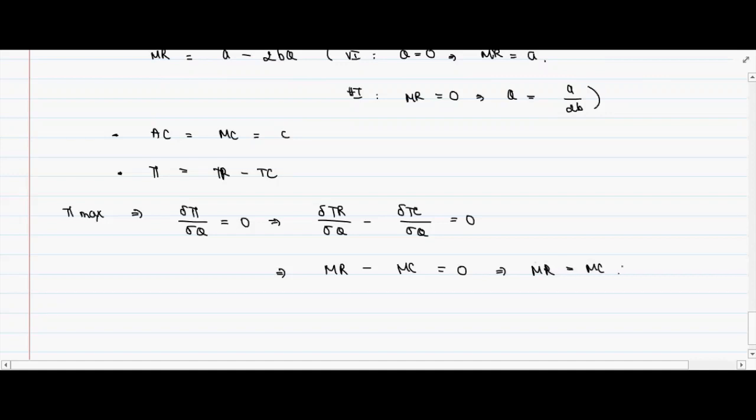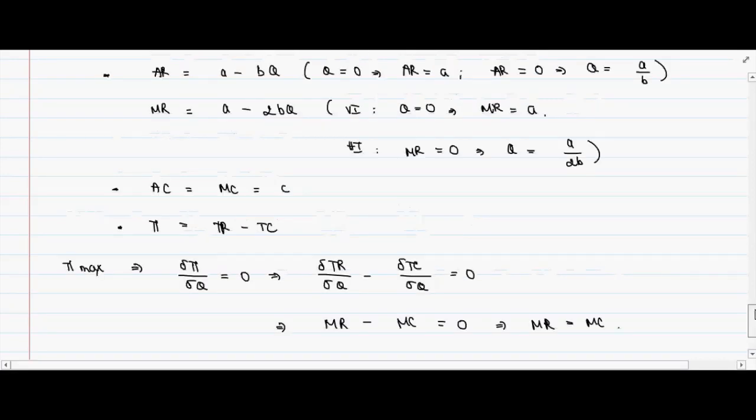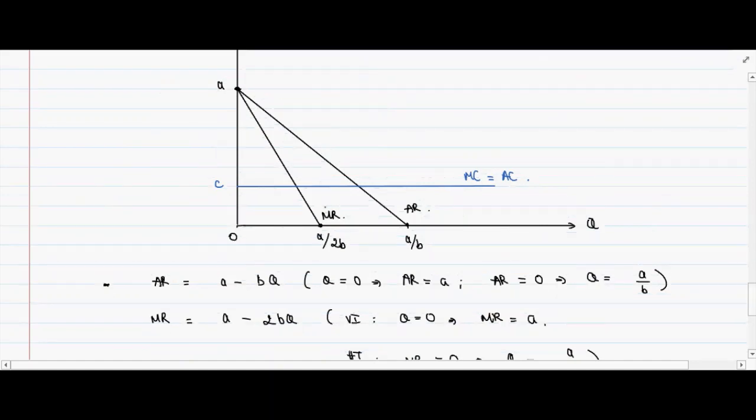So the intersection between marginal revenue and marginal cost, which is this point over here, is going to be the profit maximizing point. The quantity at this point is going to be Q star, which is equal to (A minus C) on 2B.